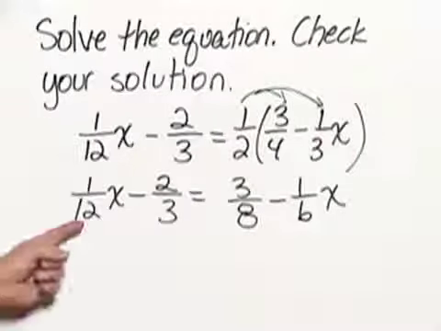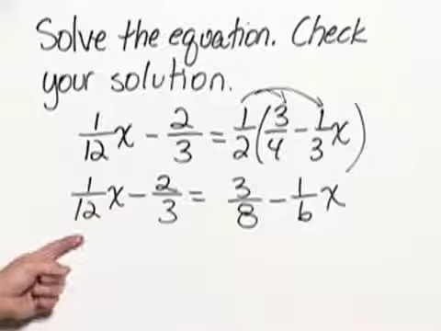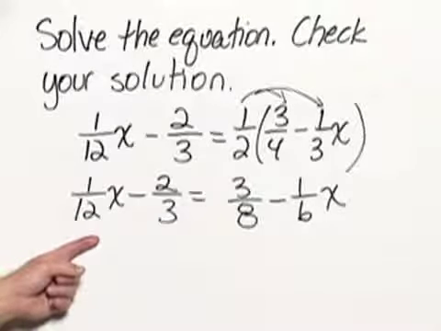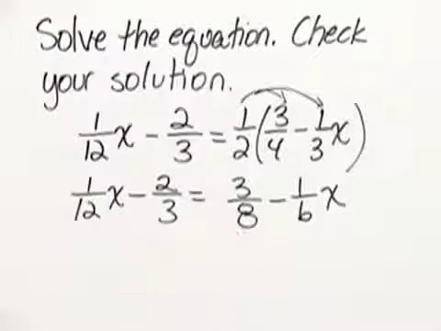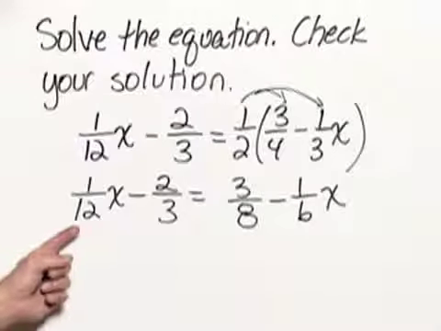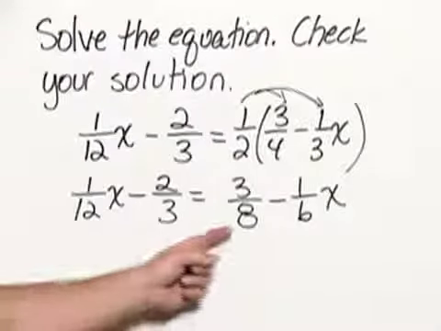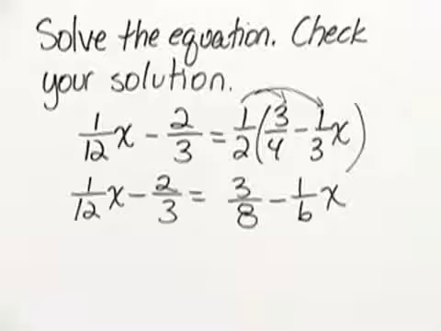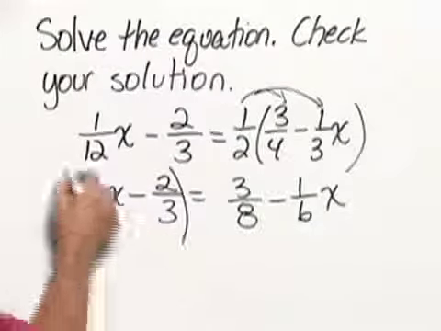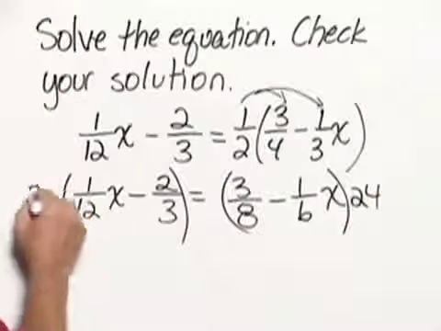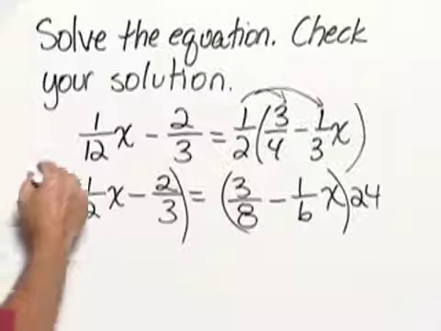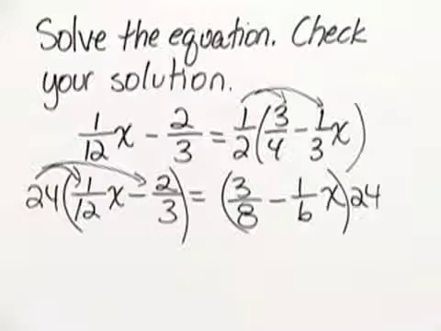So we would need to take the 3 from the 12, the 4 from the 12, and then we already have the 4 from the 8, but we need to take the 2. In other words, we would have the 3 times 4, which is 12, times the additional 2, which gives us 24. So we're going to multiply both sides of this equation by 24. On both sides, we need to distribute the 24.